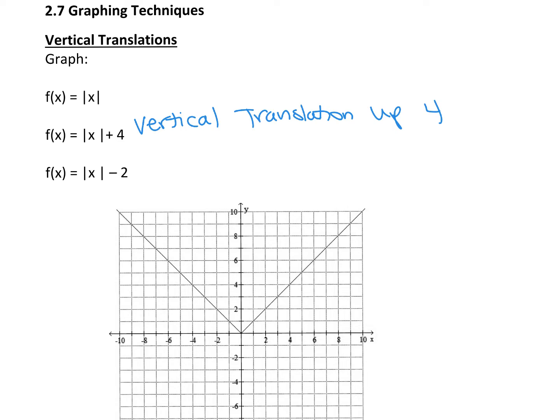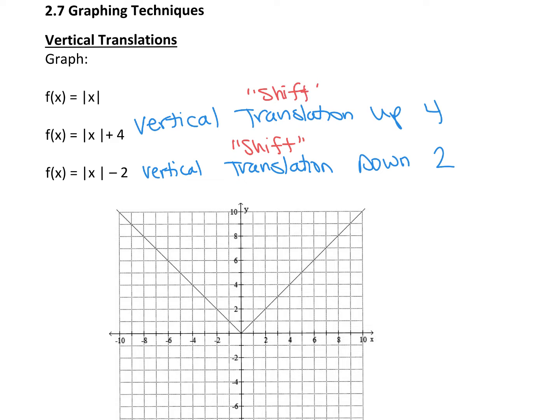If it's a positive 4, it's going to move our graph up 4. If it's a negative, it's going to move it down. So this would be a vertical translation down 2. And other words that you can see them use is a shift. So you can see translation or shift, and that just means the same thing.